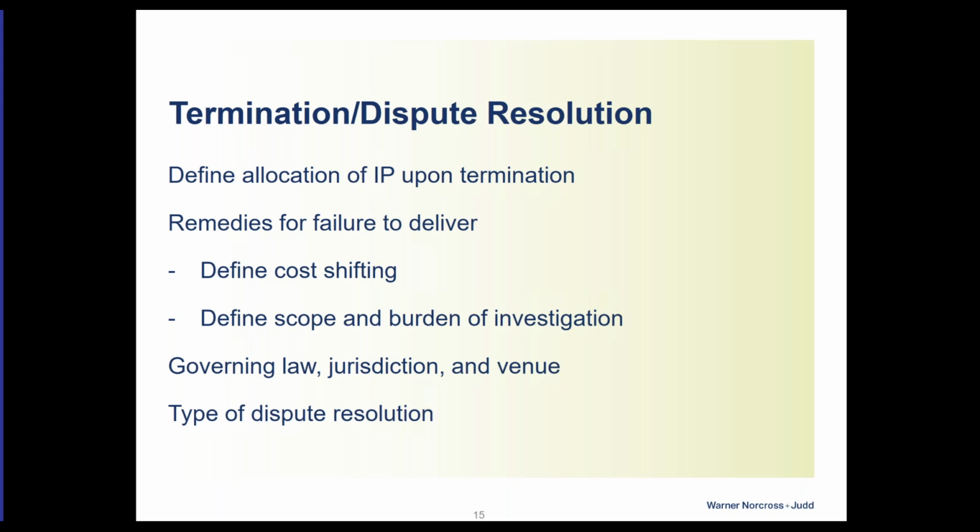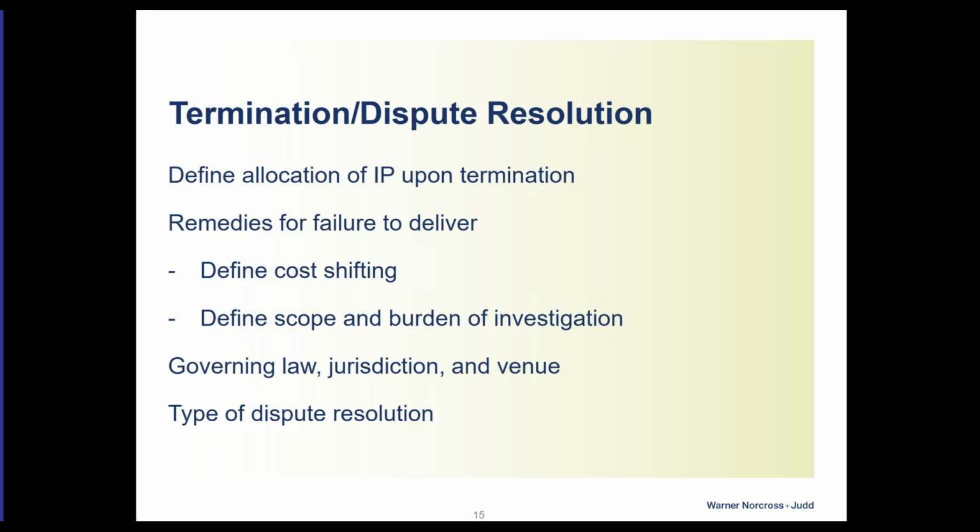Now, the final pillar, termination and dispute resolution, this pillar does not have a lot of weight. You typically want to focus on control and responsibility, and of course compensation. But here you can define the allocation of IP upon termination. So if you are holding the IP as a joint development where you're jointly owned, what happens if the parties terminate the agreement? Have you written in there who gets what?